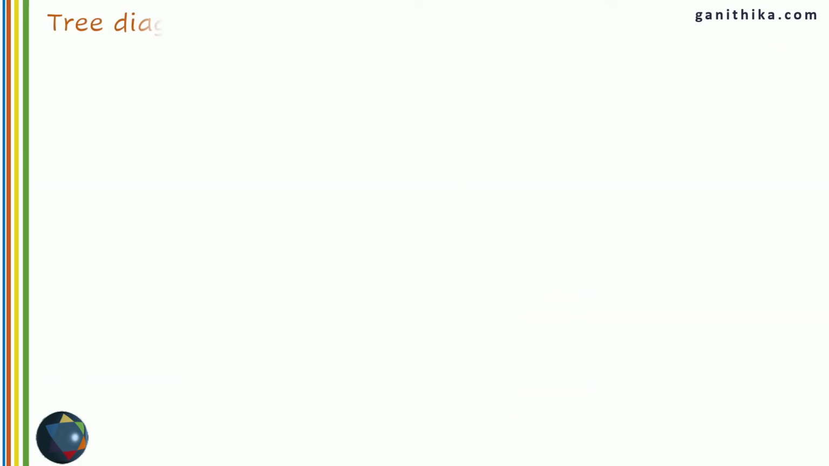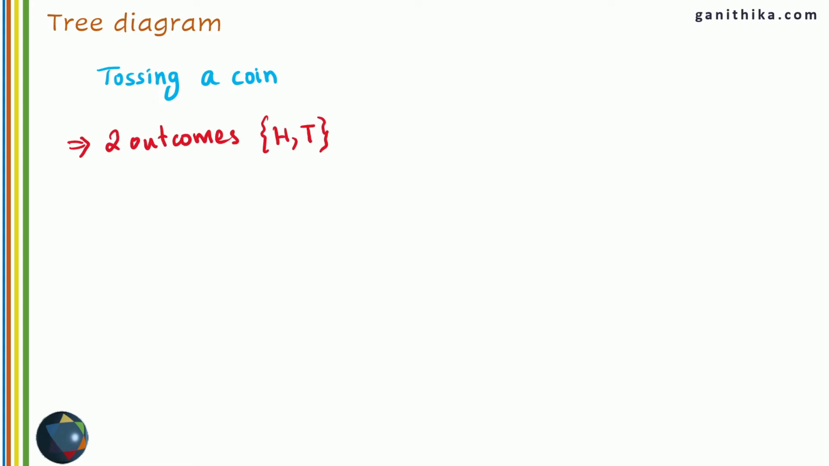Let's go further to see what is tree diagram for probabilities. Let's take an example of tossing a coin. When you toss a coin, you have 2 outcomes, head and tail, right? So you have 2 branches in the tree, one for head and one for tail. You will write the head and tail on the end of the branches like this. And then you will find the probabilities of getting each of them.